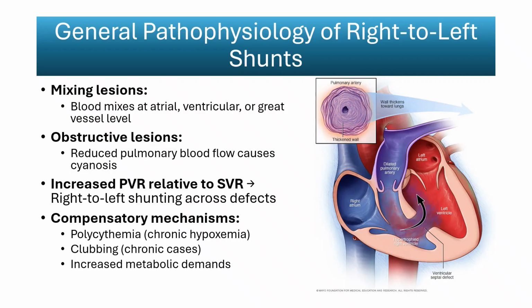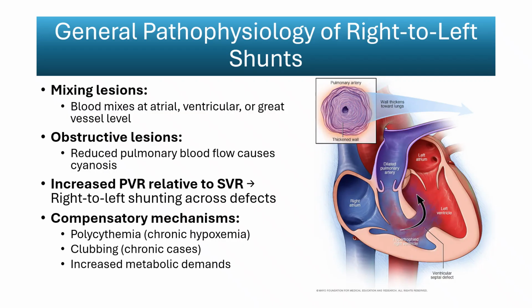It can also occur through obstructive lesions, where elevated pulmonary vascular resistance or outflow obstruction limits pulmonary blood flow and forces systemic venous return across a defect into the systemic side. The balance between pulmonary and systemic vascular resistance determines the degree of right-to-left shunting. When pulmonary resistance remains higher than systemic resistance, blood preferentially bypasses the lungs and arterial desaturation becomes severe. Over time, compensatory responses emerge.